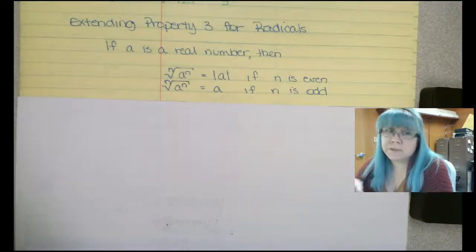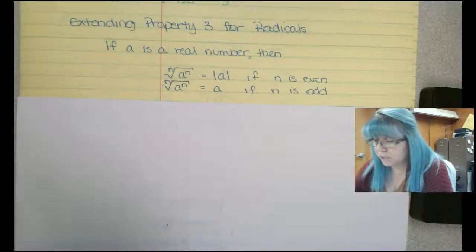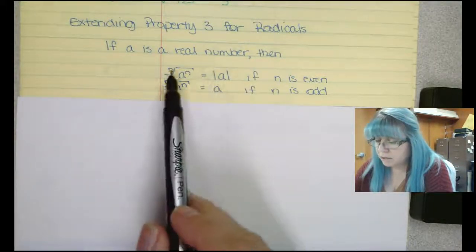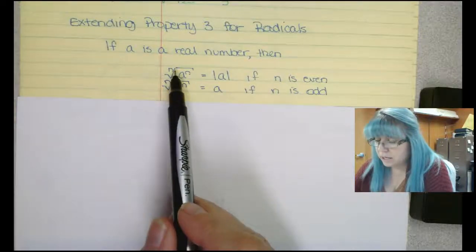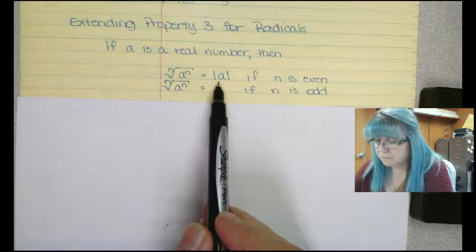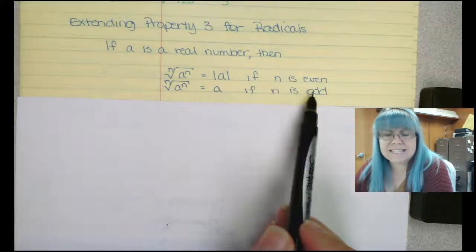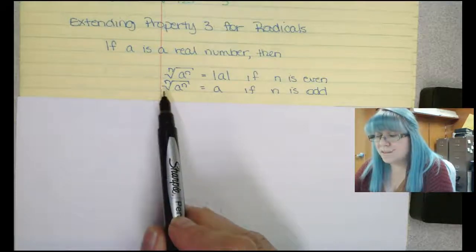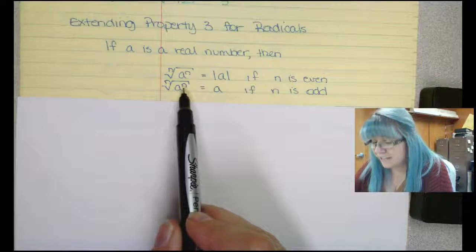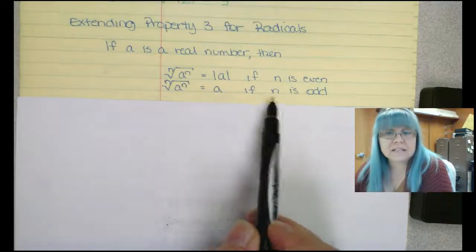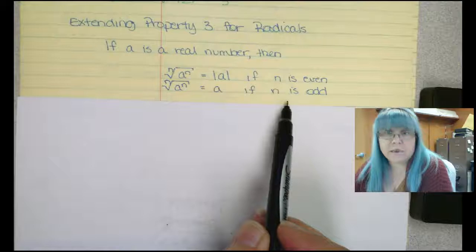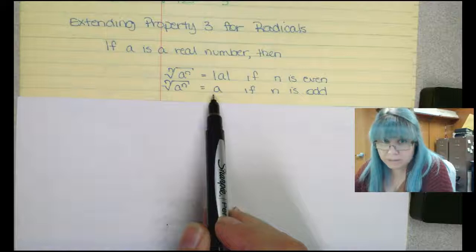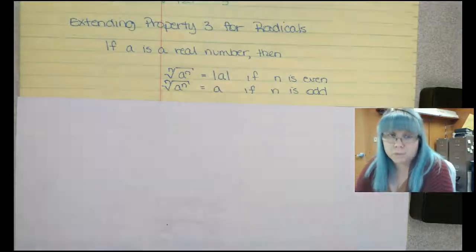So using those examples, we can extend property 3 for the radicals. If a is a real number, then the nth root of a to the n will be the absolute value of a if n is even. The nth root of a to the n will be a if n is odd. It's okay to have negatives when n is odd, so we don't need the absolute value markers around the variable if it's an odd root.